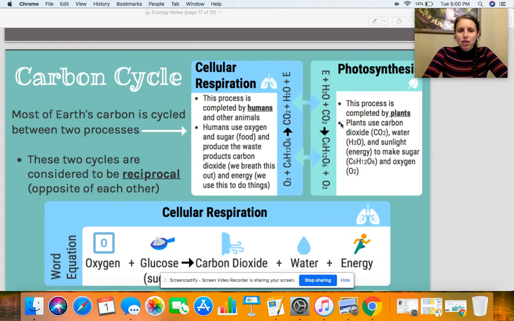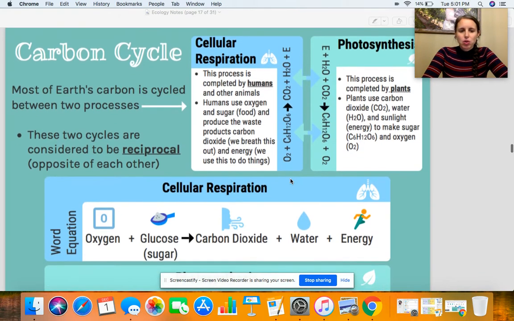So if you take a look, we actually call these processes reciprocal. What it means is they're actually opposite of each other. These 2 things go into this reaction. These 2 things go out of this reaction. So we go in and then we go out. So the waste products of this are actually entered into this reaction here. My waste products here, carbon dioxide and water, are actually what leads into this reaction here. So it's like a circle, it's like a cycle, it's a reciprocal process.